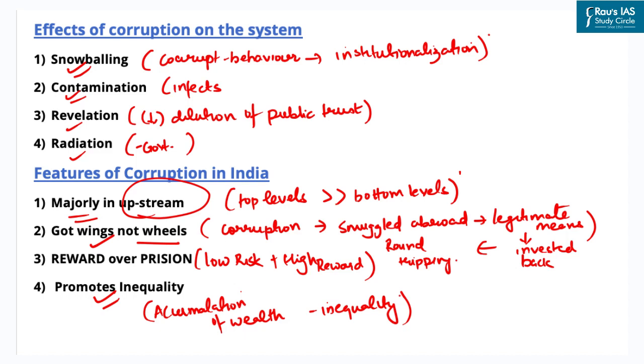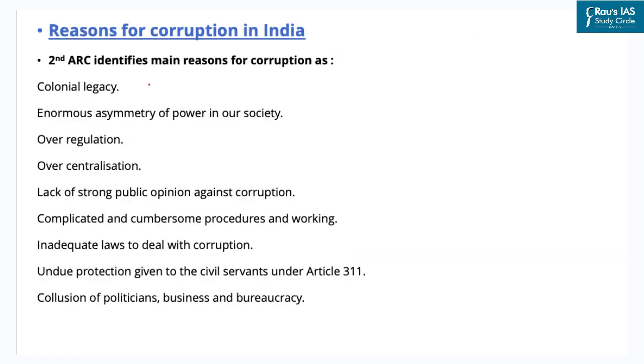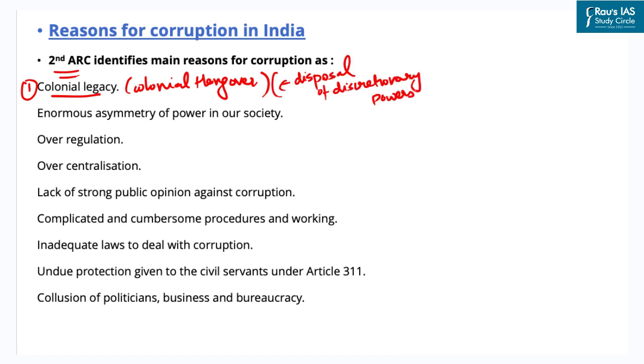This brings us to the question of what the reasons behind such high levels of corruption in India are, and the Second Administrative Reforms Commission has analyzed the following as the reasons. The first reason behind corruption in India, as identified by the second ARC, is colonial legacy. Now, we often hear terms like colonial hangover. The colonial legacy causes corruption in India because the colonial system that has been created in the form of modern day bureaucracy has led to disposal of discretionary powers in the hands of few.